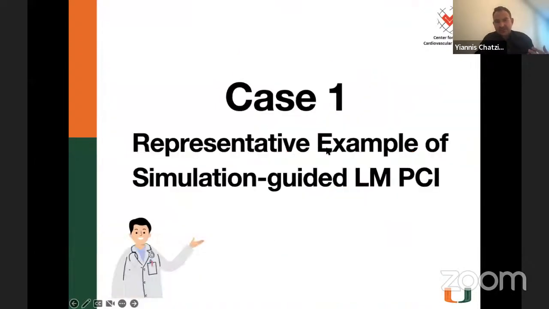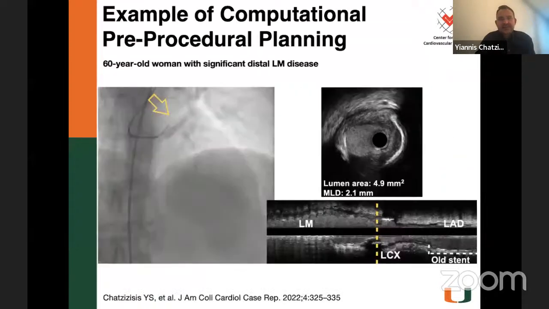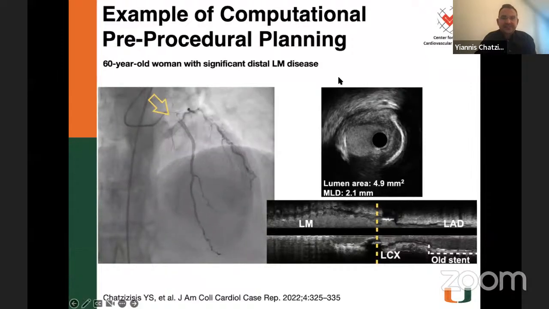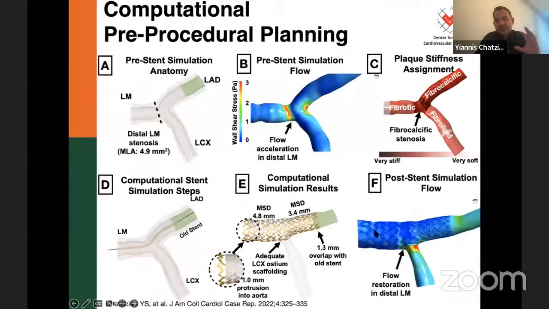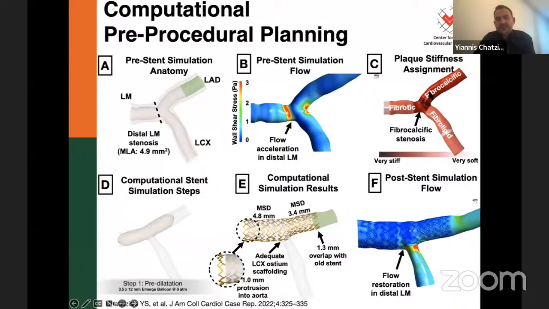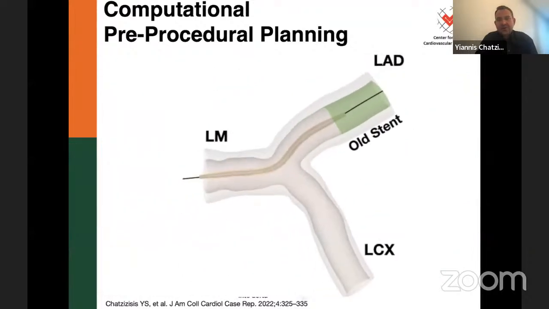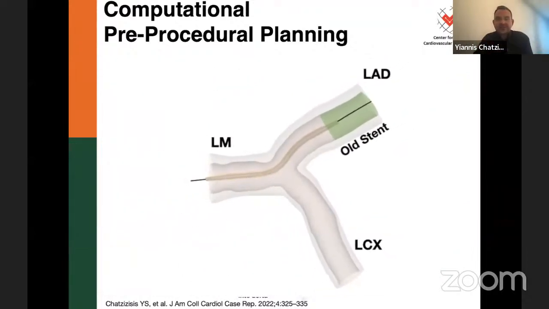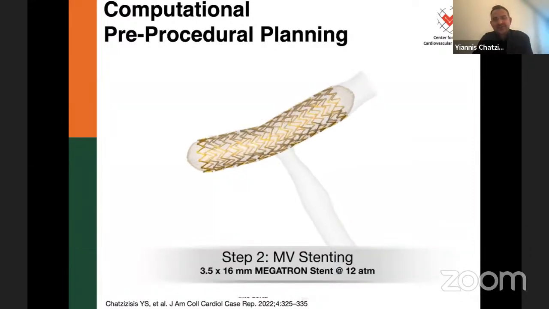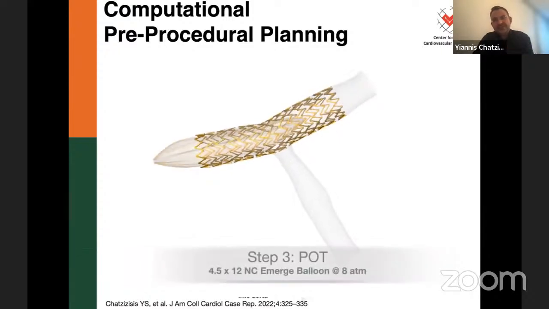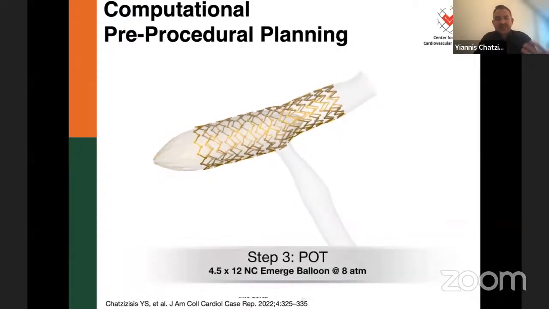And here I'm going to show you how this is translated into an actual clinical application. Here is a case of a 60-year-old woman with a significant distal left main disease, as shown here by angio and, of course, by imaging. And what we did is that we stopped at this point. We took the patient off the table. We created the 3D digital twin with the lumen, wall, material properties coming from the IVUS. And then we entered the whole thing into the computational simulation platform and allowed the platform to recommend the ideal stenting strategy, lesion preparation strategy, and stent sizing and positioning. And that was essentially what the AI, the simulation, recommended.